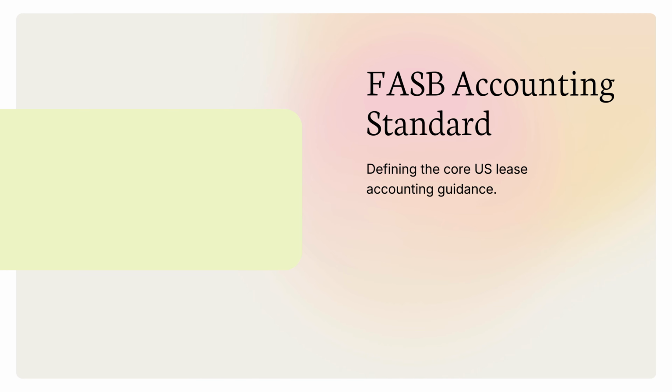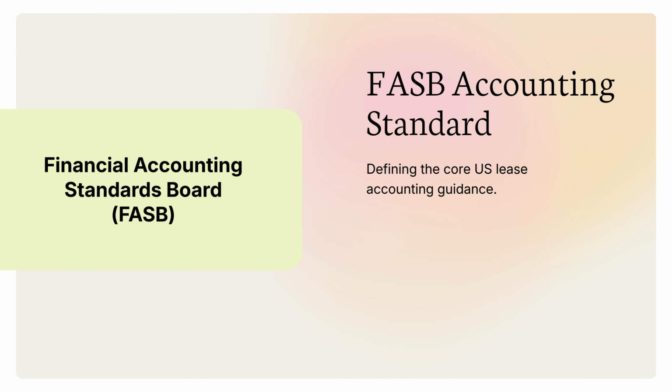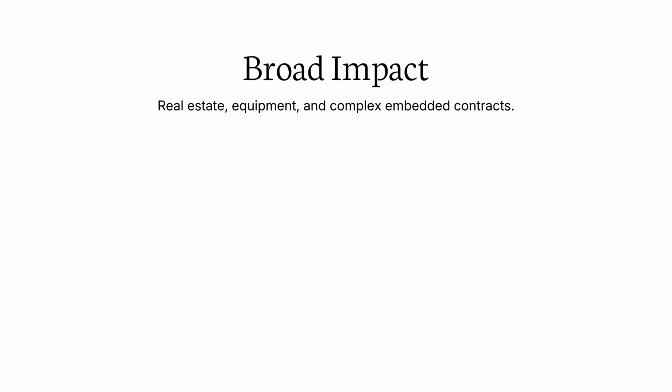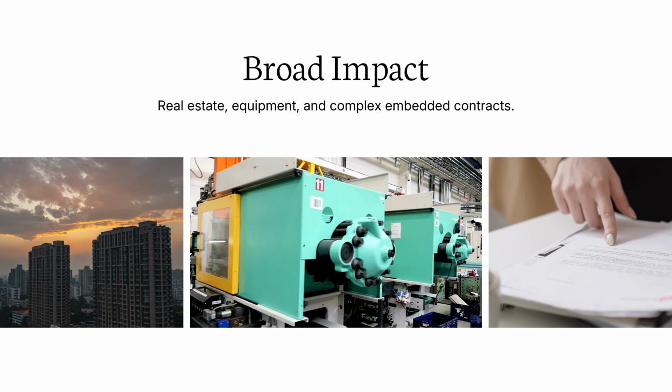ASC 842 is the U.S. lease accounting standard issued by the Financial Accounting Standards Board. Its core goal is transparency. Under prior guidance, many operating leases were kept off the balance sheet, with future obligations disclosed only in the footnotes. ASC 842 changed that. Today, most leases must be recognized directly on the balance sheet through a right-of-use asset and a corresponding lease liability. This applies to both public and private companies and affects real estate, equipment, and embedded leases.